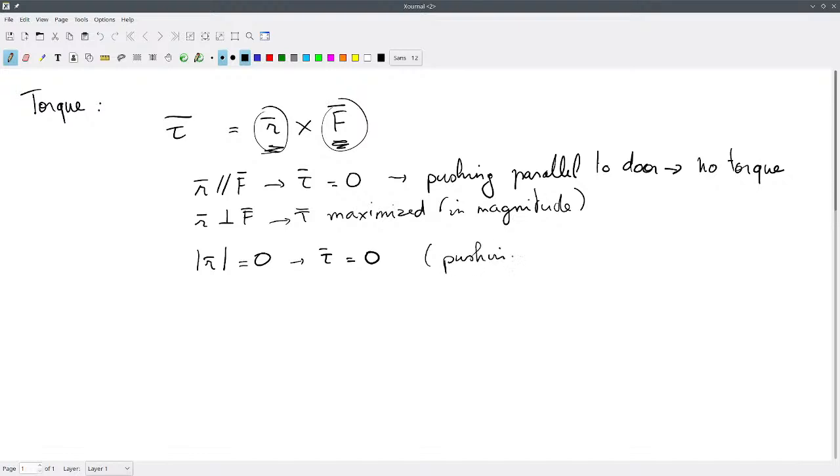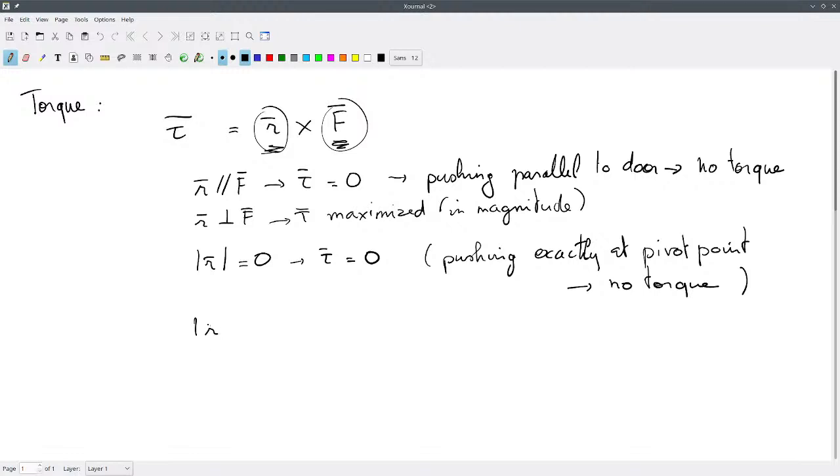So pushing exactly at the pivot point means there will be no torque. Any force that applies at the pivot point, any force that applies directly on axis, will cause no torque.